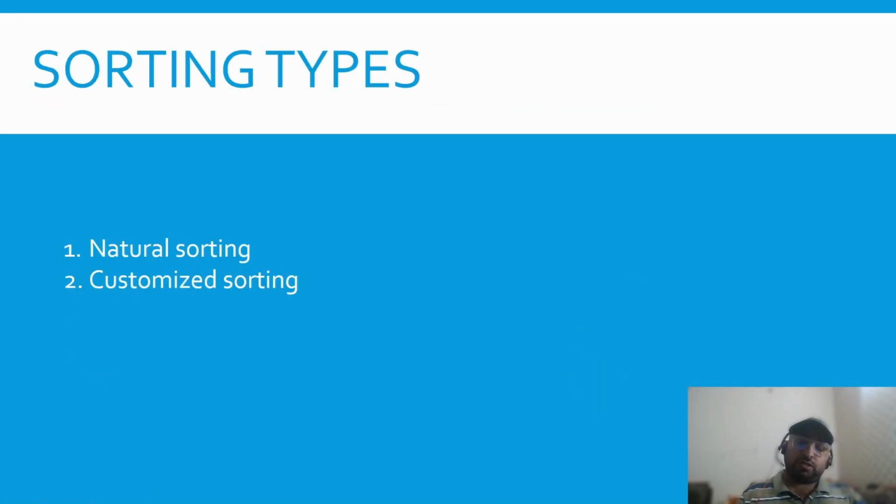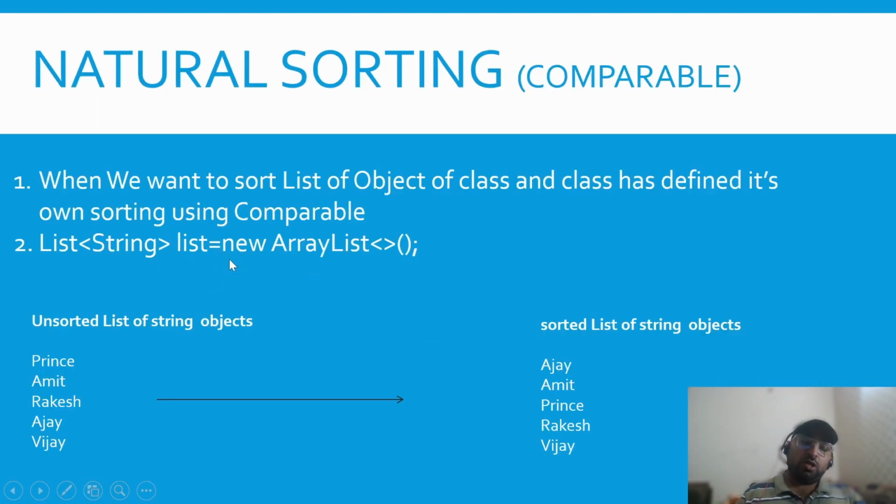Now we have understood what is sorting. Now let us try to understand the different types of sorting supported by Java. One is natural sorting and another is customized sorting. So what is natural sorting? For now, just consider that we have two interfaces responsible for sorting. One is comparable and another is comparator. We'll discuss more about it in the later part of this series, then you will get more clarity around it. But for now, just consider natural sorting can be achieved using comparable and customized sorting can be achieved using comparator.